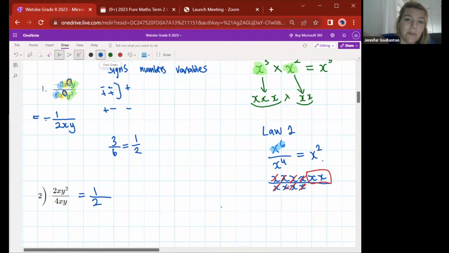Then we look at our variables. If we look at our x's, they cancel each other out. So we don't need to worry about our x's. When we look at our y's, we've got 2 y's at the top and 1 y at the bottom, which means bigger at the top. So 2 minus 1 gives me 1 y. And you can write it with a 1. You don't have to. And that would be my final answer. So 1y/2.